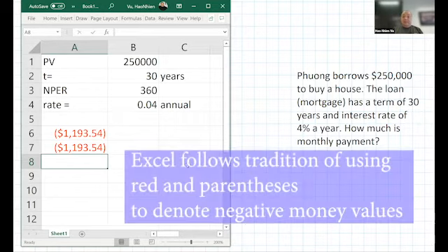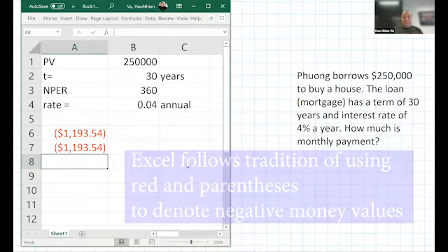In Excel, negative is written, first of all, in red, and second of all, with parentheses. That's traditional for financial calculations.